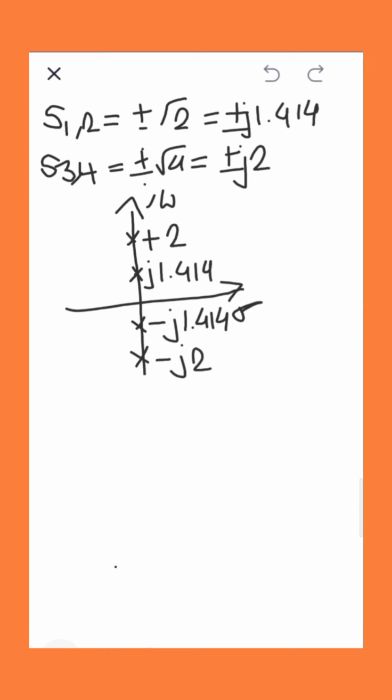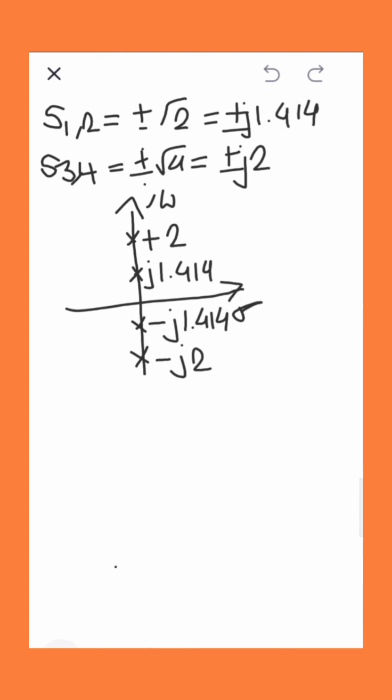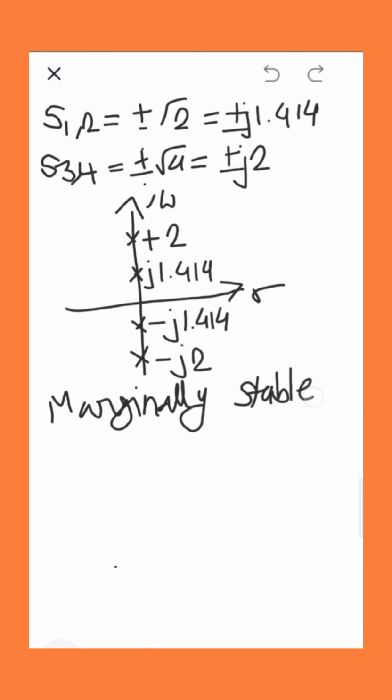Clear? So what is the condition for critically marginally stable? Roots should be non-repeated. Since the roots of the characteristic equation lie on the j omega axis and are non-repeated, that's why the system is critically marginally stable. This is the one part of the system. It is a critically marginally stable system.